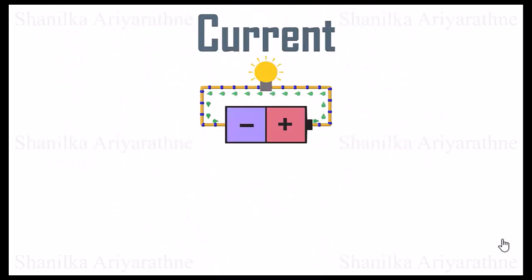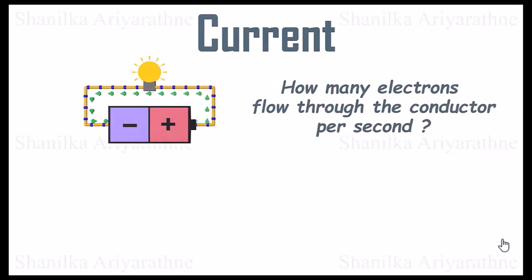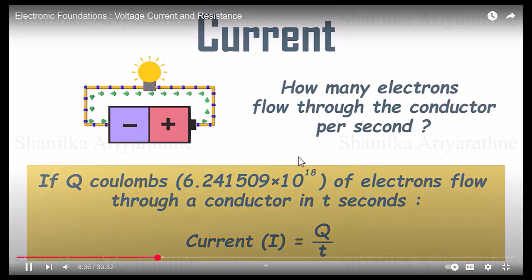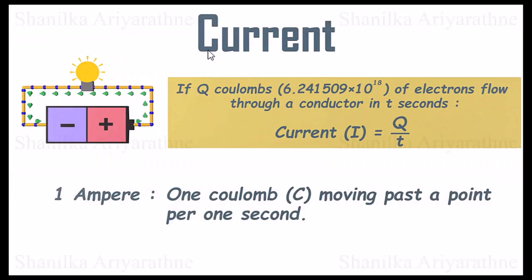Now let's move on to the current. We define the amount of current by counting how many electrons flow through the conductor per second. If Q coulombs of electrons flow through a conductor in T seconds, the current is calculated as I = Q/T. The unit of current is called amperes, or simply amps. 1 ampere equals 1 coulomb moving past a point per second.